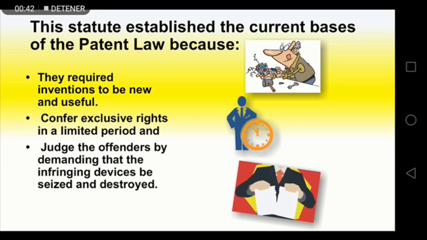This statute established the current base of patent law because: 1. They required the invention to be new and useful. 2. Confer exclusive right in a limited period, and the offenders would be demanded that the infringing device be seized and destroyed.